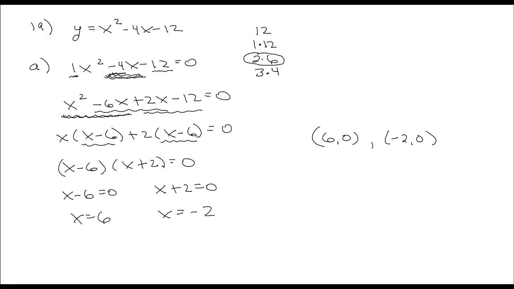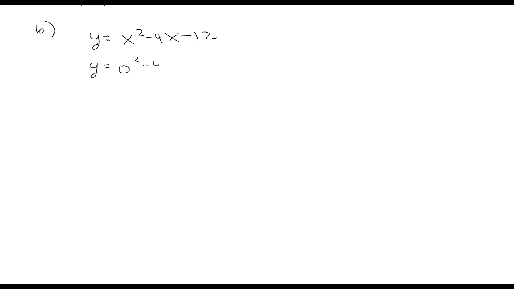Alright, now for part B, we are looking for the y-intercept. So we're going to take the same equation that they gave us, and for the y-intercept, just plug in 0 for x. So this term and this term will go away, leaving you just y is equal to negative 12. So your y-intercept is going to be 0, negative 12 as a coordinate.